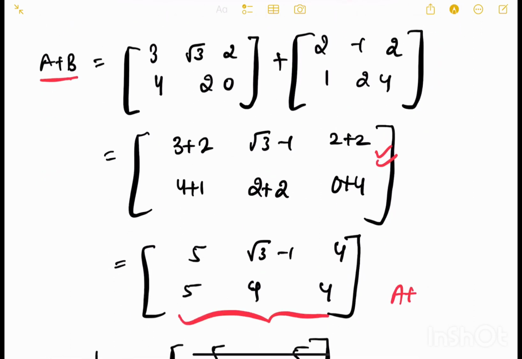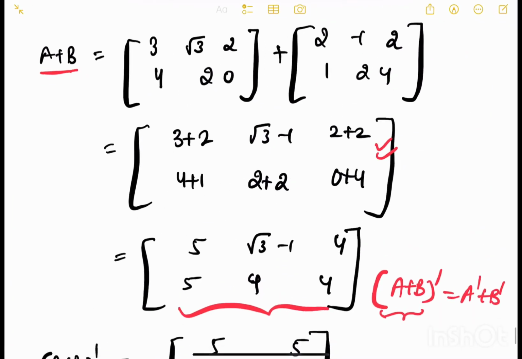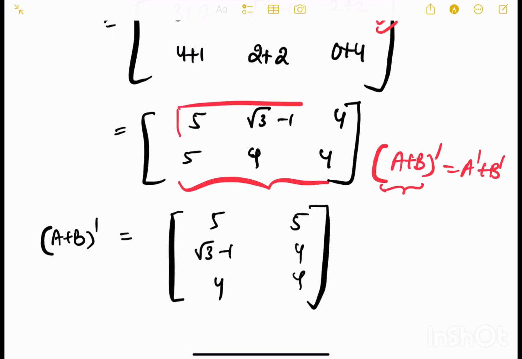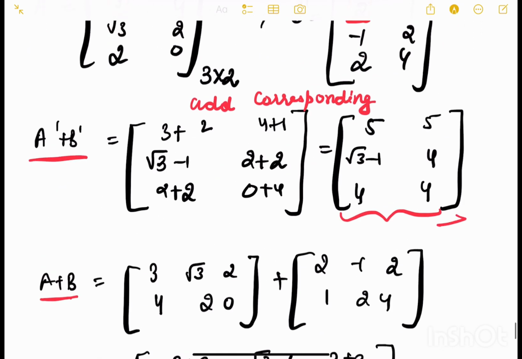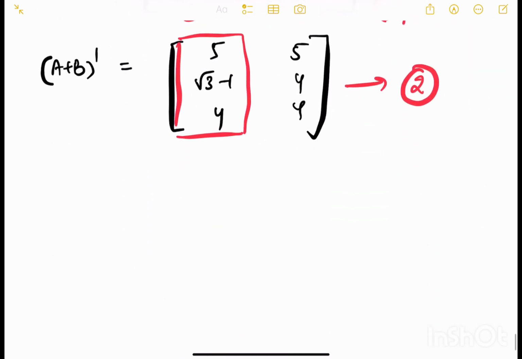Now what do we have to find? The transpose of this resultant matrix, so that we can compare it to the sum of A dash and B dash. So what is the transpose of this? We will simply consider the first row and turn it into my first column, and the same with my second row as well. So this is the resultant. Now assuming that this is my second equation, if you compare this with the first equation, it is evident that both of these matrices are the same. Hence this property is true.